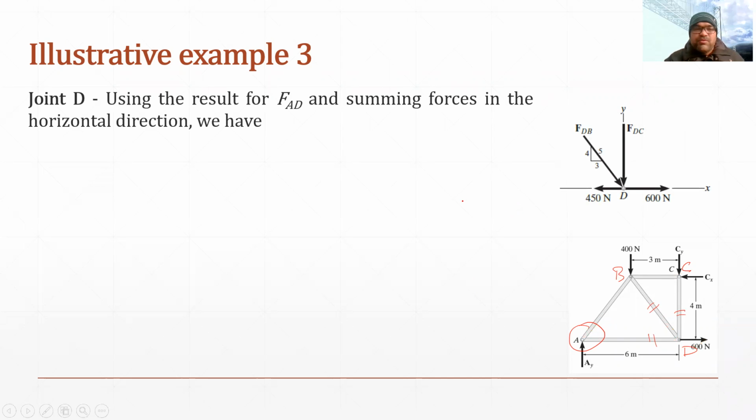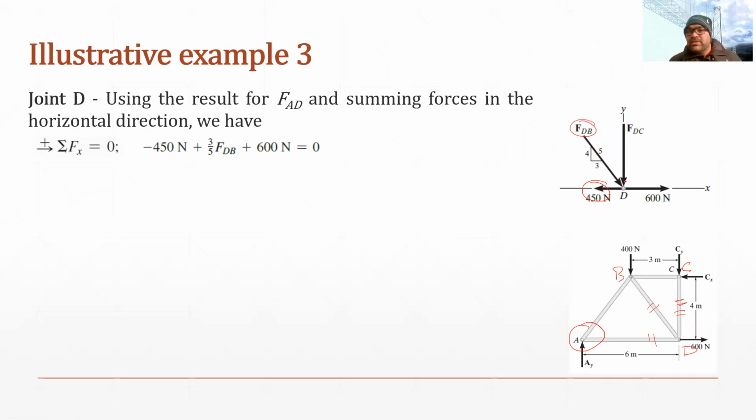Now again we will simply apply the equation summation of Fx and write the equation. So this is the force that we have calculated in the previous slide, and this is FDB. The horizontal component of FDB will be positive. Again here we have assumed that the force in member BD will be in compression, and the force in member DC will be in compression.